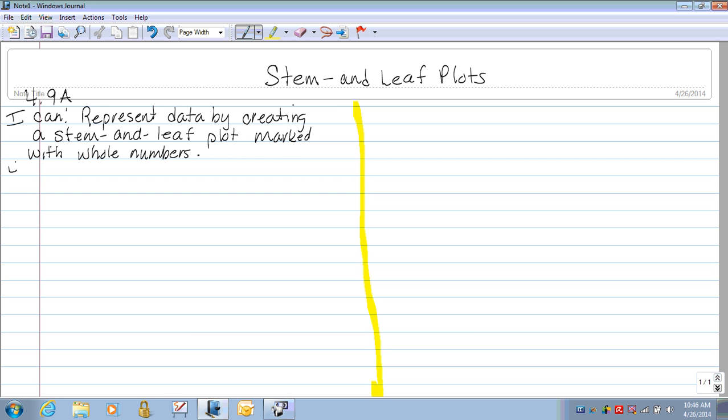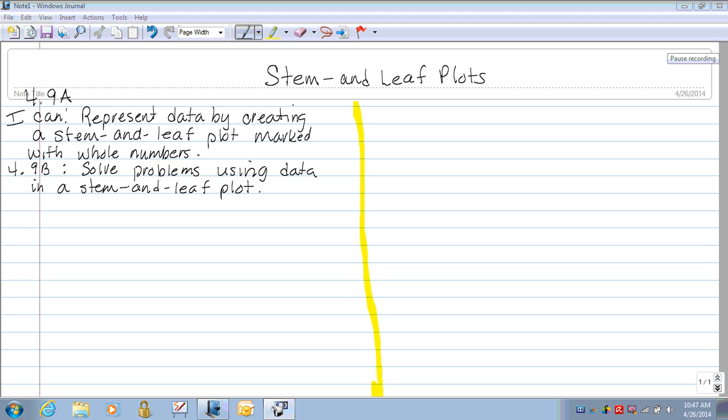We're also going to work with TEKS 4.9B, and that says I can solve problems using data in a stem plot, or stem and leaf plot. Push pause.